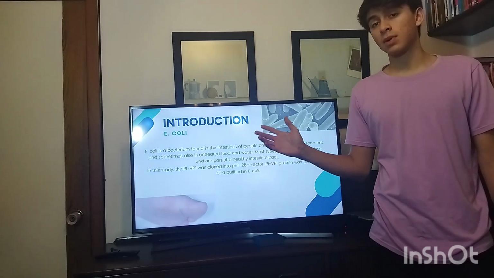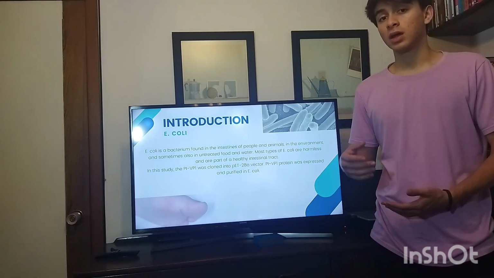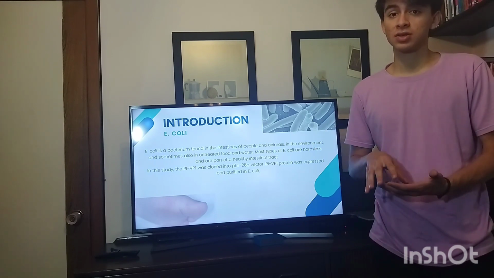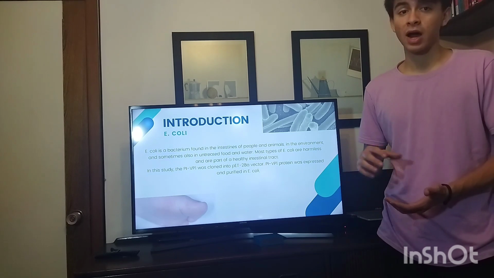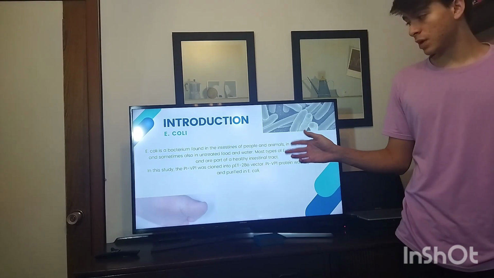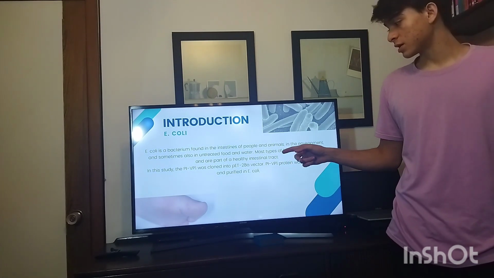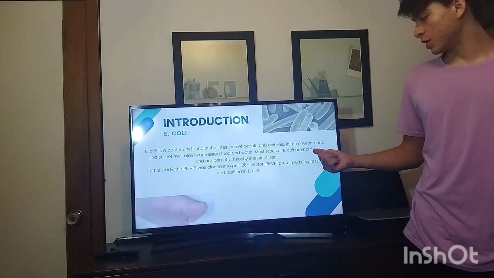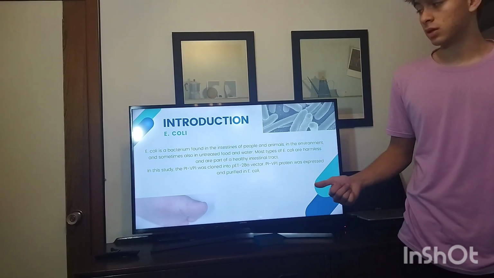The E. coli. The E. coli is a bacterium found in the intestine. It's pretty common. They are found in the healthy intestinal tract, and most of the E. coli are harmless. In this study, the BP1 was cloned into a PET28A vector. BP1 protein was expressed and purified in E. coli.